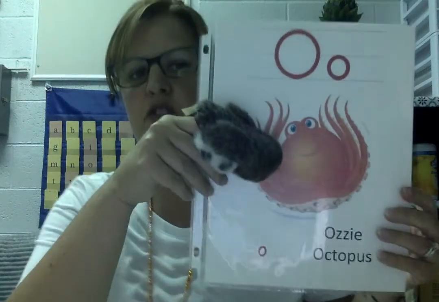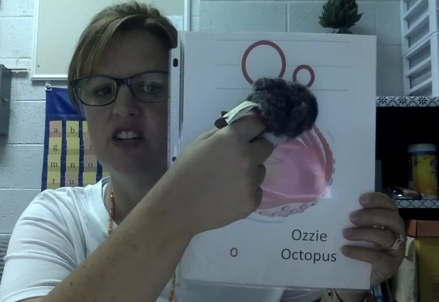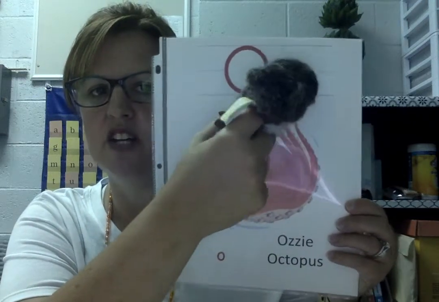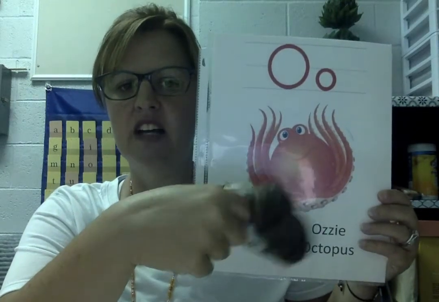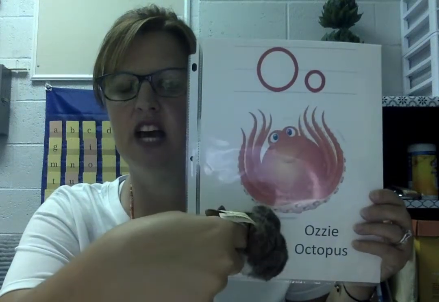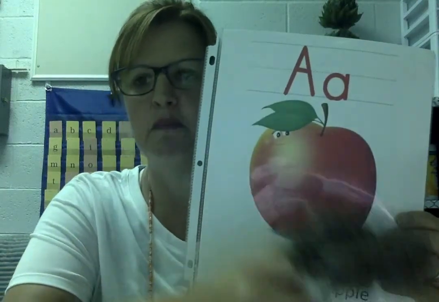Our next friend is a vowel, another rounded plain line letter, kind of like when we write the number 0. This is Ozzy Octopus, and we start at the plain line, circle around, and come back up until we close. O, octopus, O, octopus.